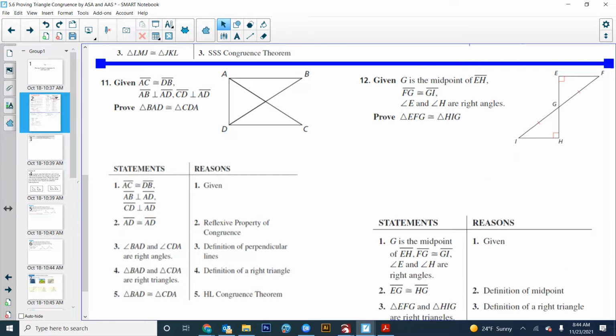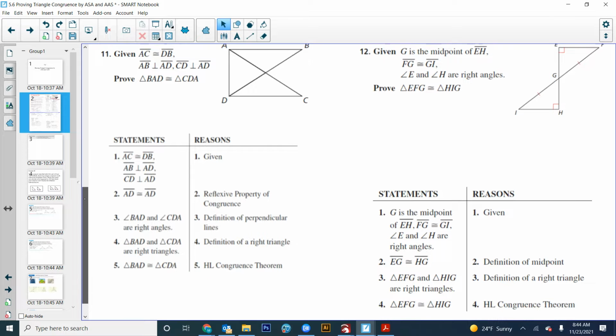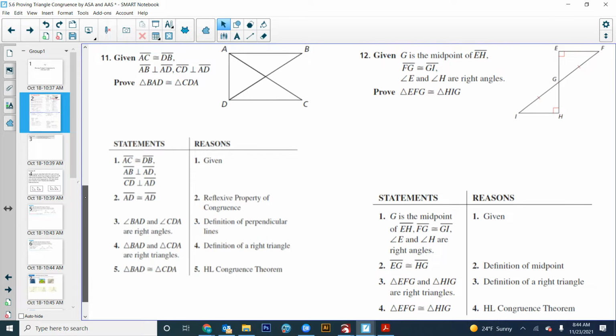They had it taking up way too much of the page. You weren't able to see both the proof and the picture at the same time very well. All right.